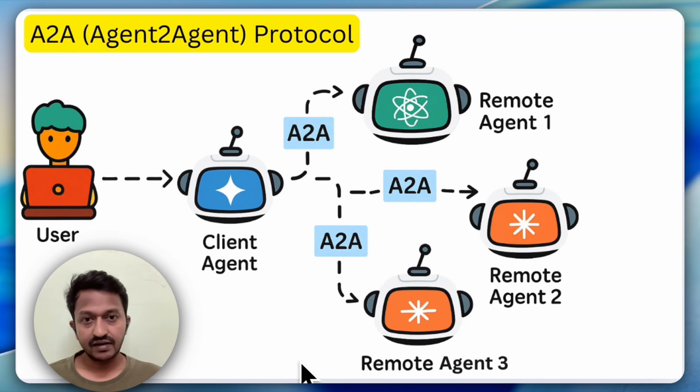So I have already done a dedicated video on MCP, Model Context Protocol. You can go to my YouTube channel and see that. But today's video is all about the A2A agent to agent protocol. So let's understand what is the A2A agent to agent protocol, how does it work, and what are the features of A2A. And at the end of this video, we will also see a simple tutorial of how A2A basically works.